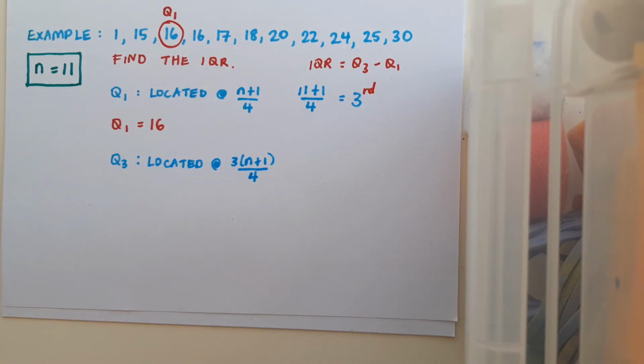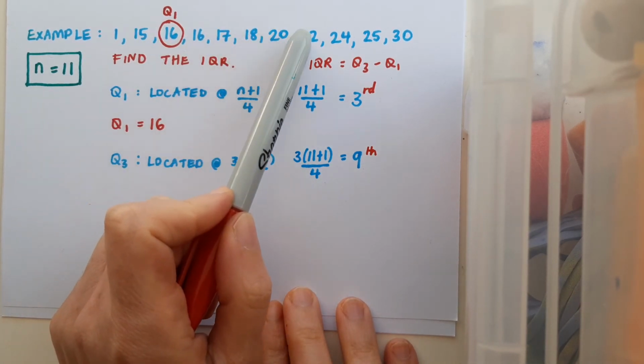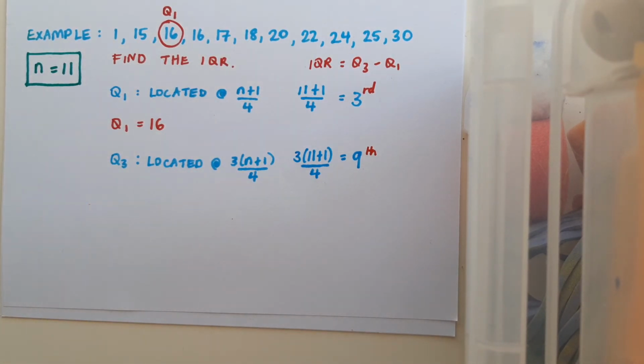So again, I'll just fill my n in, and don't forget it is 11. And I'll evaluate this, and I'll get 9. But again, just watch out, it doesn't mean that 9 is Q3, 9 is where Q3 is. It's the 9th piece of data. So just like before, I'll go through my data set and I'll go as far as the 9th piece of data. 1, 2, 3, 4, 5, 6, 7, 8, 9. 24 is where I land, and that's Q3.